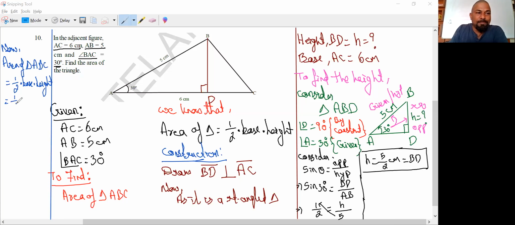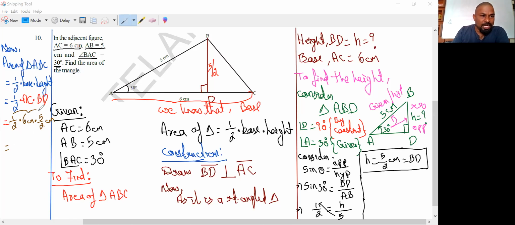Farah, which is the base of the entire figure? AD. Yes. Now the actual base of the entire figure is nothing but AC, and height, how much did you get, Farah? 5/2. Yeah. So AC is the actual base. The total thing is nothing but the base here. Right? Base is AC and height is BD. Now, as we know all the values, let us start substituting. So half into base, which is 6 centimeters, and height, how much did you get? 5/2.